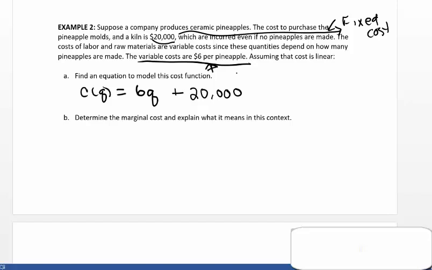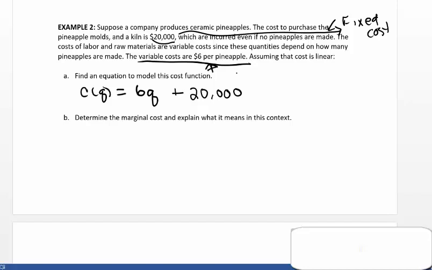Part B, determine the marginal cost and explain what it means in this context. So remember, the marginal cost is the cost to produce one more pineapple. If I wasn't 100% sure what the marginal cost was in a scenario, I could plug in, say, a 10 for Q and then an 11 for Q and look at the difference to determine how much more it costs to produce one more. However, I know that for a linear function, that's going to be equivalent to the slope.